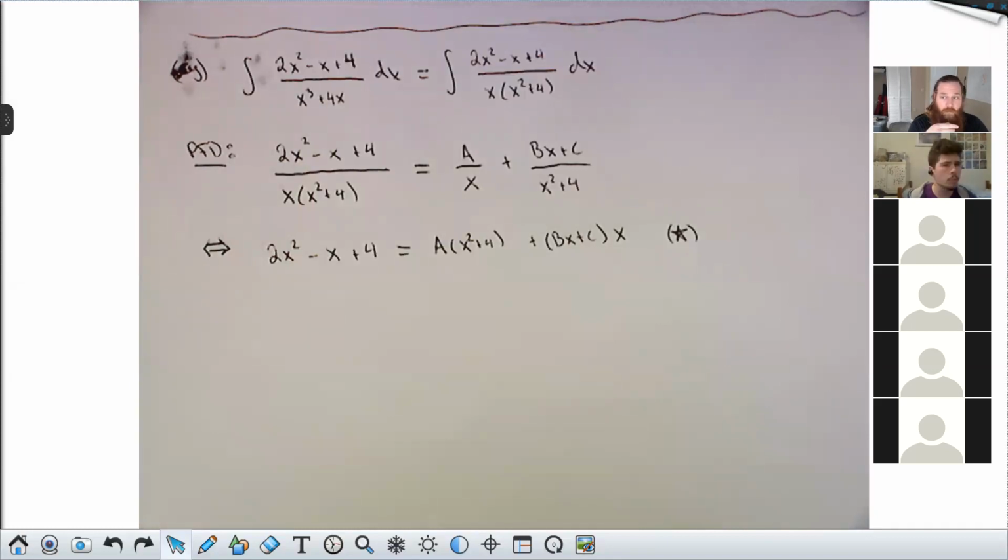If I want to be efficient about this, and I do, then I should use the Heaviside trick at this stage to recover as much information as I can. Then rewrite star with that information and proceed using the normal equating coefficients method. What value of x is useful to plug in here?